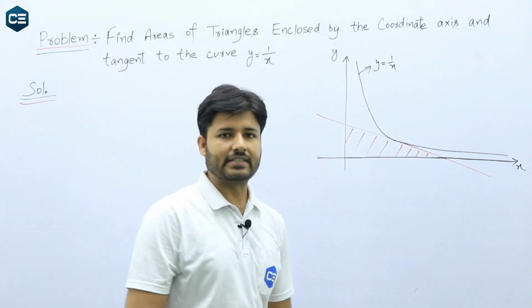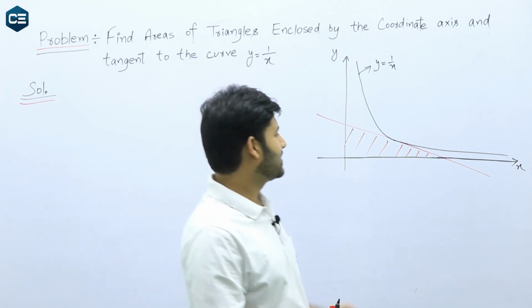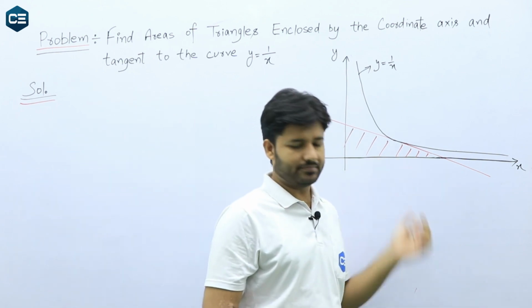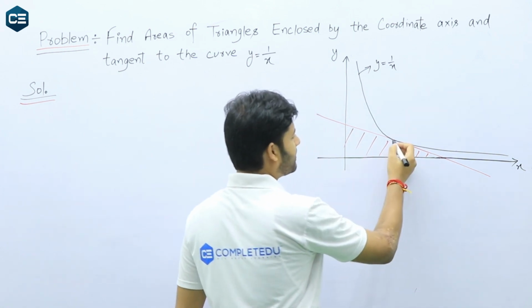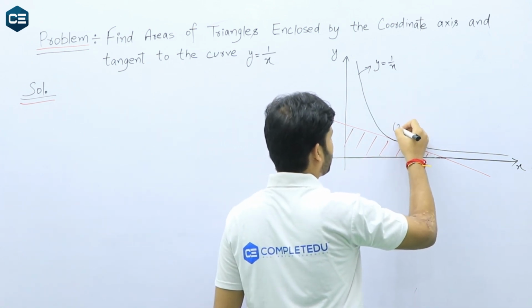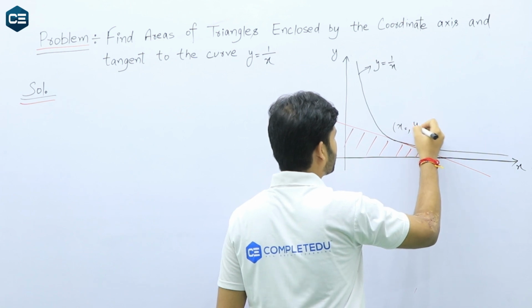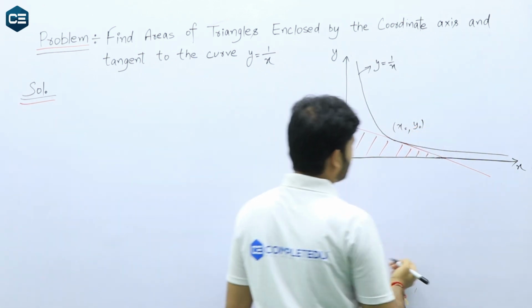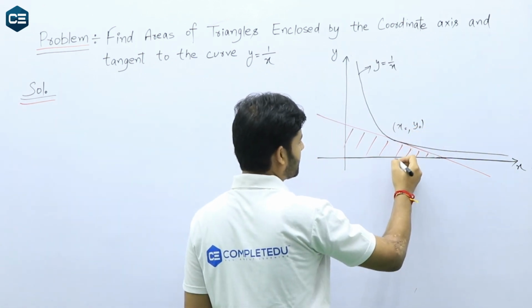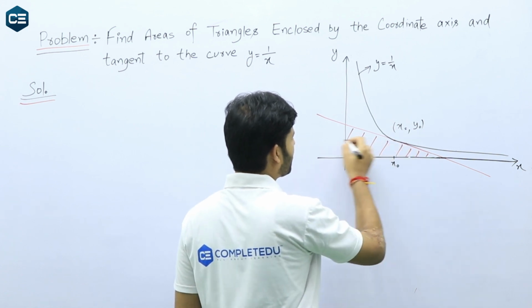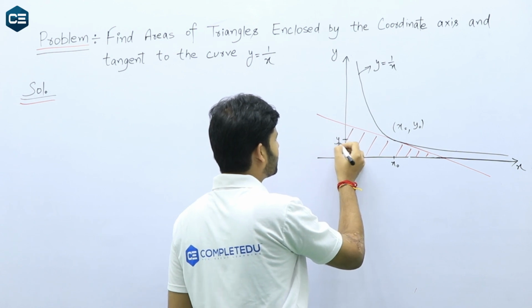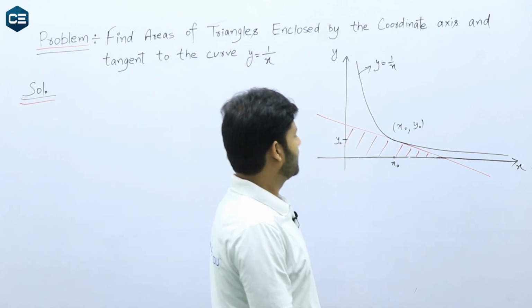So how do we solve this? Let me label some points that we're going to use in the calculation. I'm taking the touching point as x0, y0, which means this is our x0 and that is our y0.